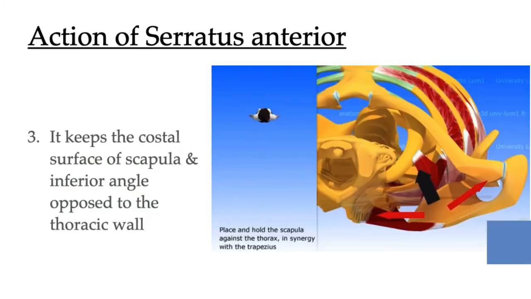Because of the contraction of serratus anterior, the medial border of the scapula and the inferior angle are pulled anteriorly. As a result, the costal surface of the scapula remains opposed to the thoracic wall. So this is the other function of serratus anterior muscle.